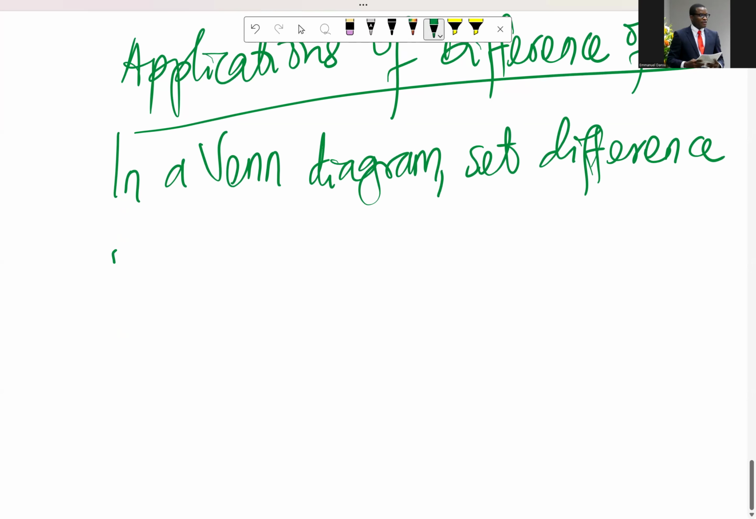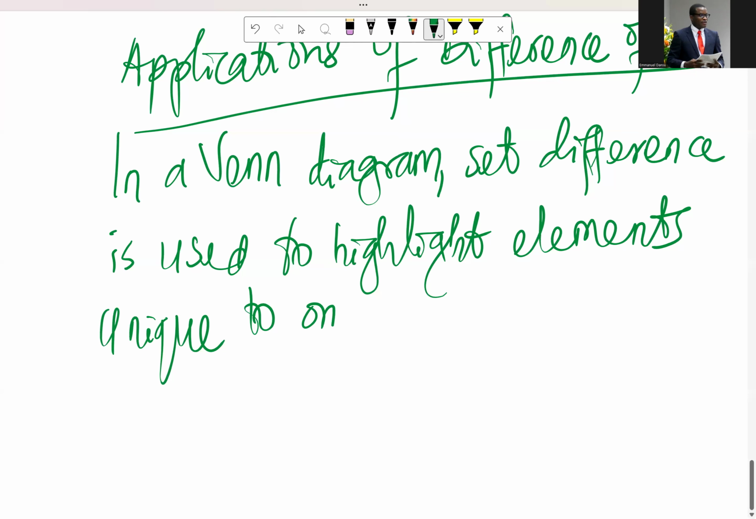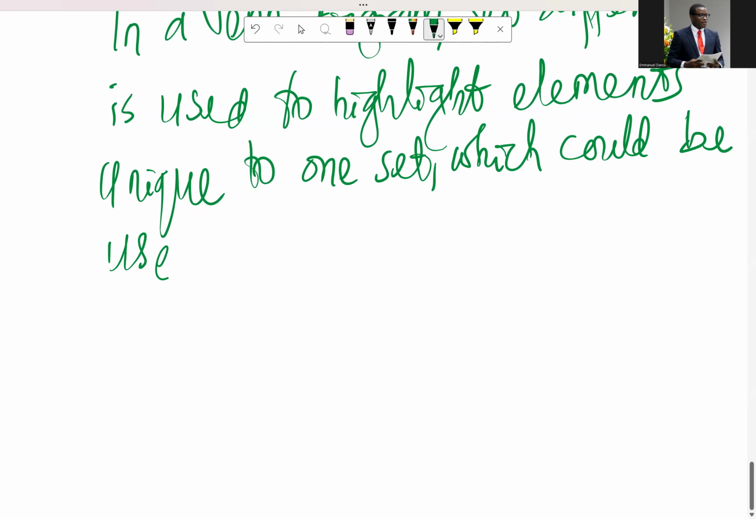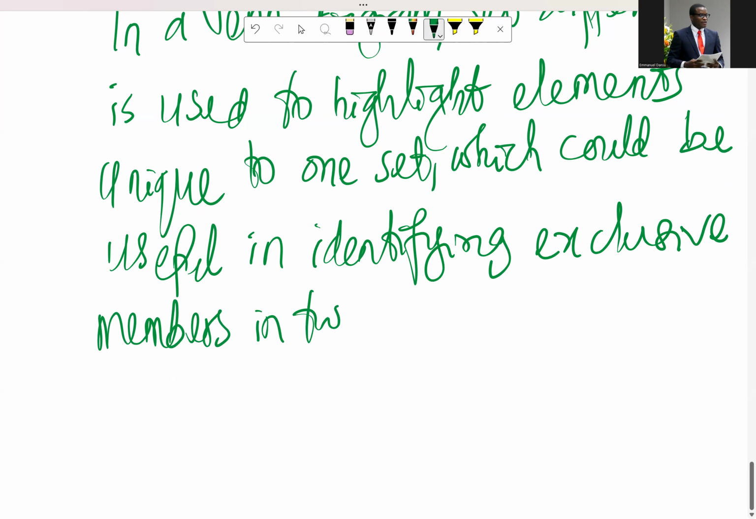set difference is used to highlight elements unique to one set, which could be useful in identifying exclusive members in two groups. So when we get to Venn diagrams, you'll understand this very well.